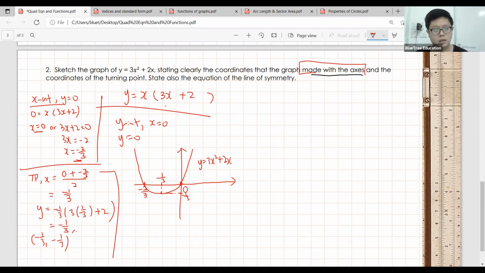All right, lastly, they also state that we have to state the equation of the line of symmetry. Again, this is going to be a vertical line, and for all vertical lines, you always cut through the x-axis. For all vertical lines, the equation is always going to be x equals something. So in this case, it's x equals negative 1/3.